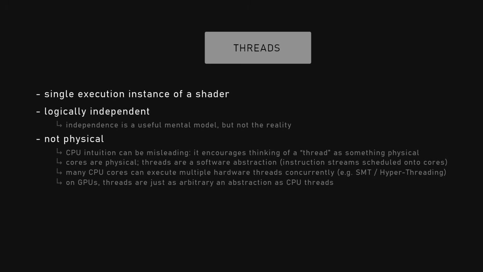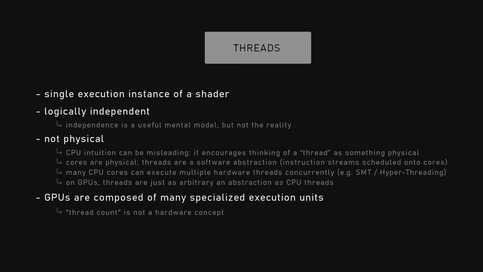They are an abstraction. GPUs are made of many specialized execution units: vertex processors, pixel shaders, compute units, CUDA cores, tensor cores, and so on. And these do not map cleanly to a fixed thread count. Because of this, a thread is primarily a programming concept. It defines how much work you dispatch and how your code is written, not how the hardware is physically structured.